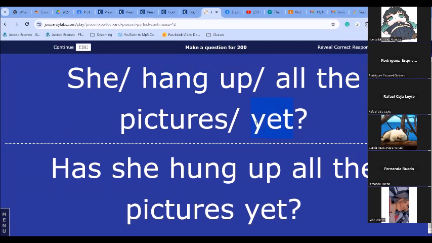All right. Yet is asking you if it was performed or not. So no continuity here. Has she hung up all the photos yet? Right? Has that action been completed? Not that it is continuing. All right, so it was a trick question. Practice with me. Has she hung up all the pictures yet? Check. Good. All right.